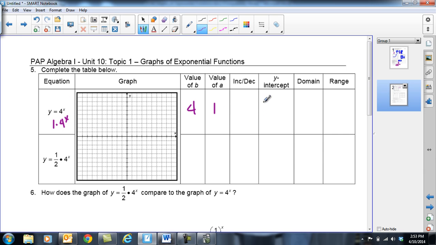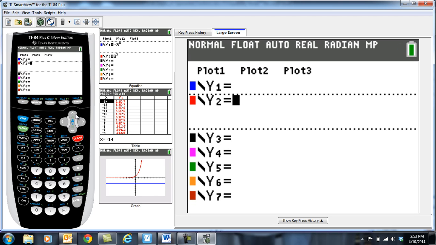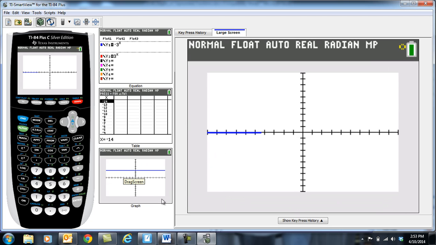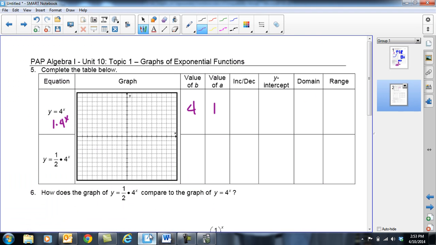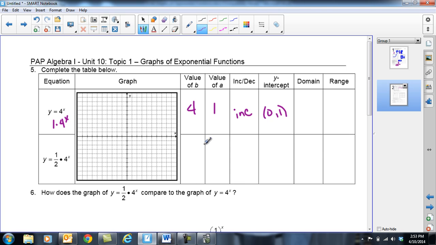Well, this is 4 to the power of x. We want to know if it's increasing or decreasing, so we'll graph it on our calculator and we will look. So we have 4 to the power of x, then we'll graph it. And it's positive, so it should increase, and so there you go, it is increasing, and so we get to say that it's an increasing function. And when I was looking at that, I happened to notice that the y-intercept was still at 0 and 1, because that's where it crossed the y-axis, right there at 1. And so then the domain and the range, well, it goes on forever in both directions because I didn't limit it at all. So my domain is all real numbers and my range is all y values greater than 0.